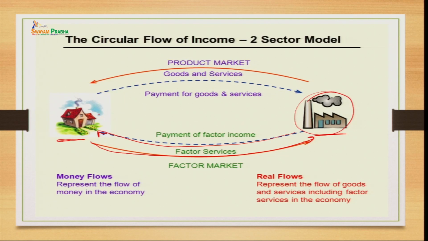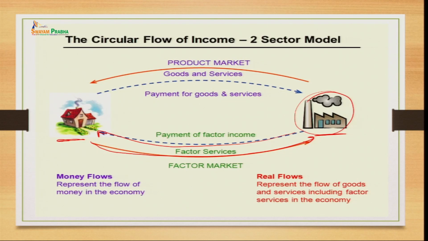Now, with that income what are we going to do? We are going to buy goods and services. So, you can see this product market is coming from the industry to the household, and for all those services which we take up, we are going to make the payment to the firm.